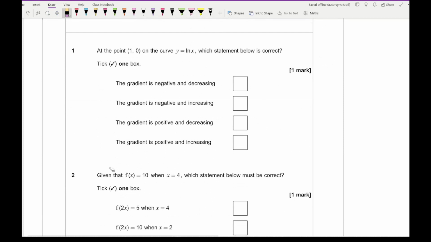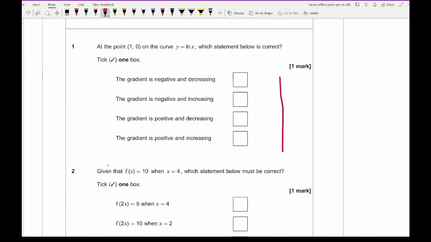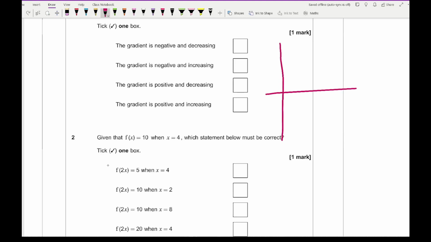So looking at question 1, it says at the point (1, 0) on the curve of ln x, which statement below is correct? Now to help with this question, it makes it easier if we start by doing a little sketch of what ln x looks like. So if I do my reflection line of y equals x, then ln x is going to look something like this, where (1, 0) is at that point there.